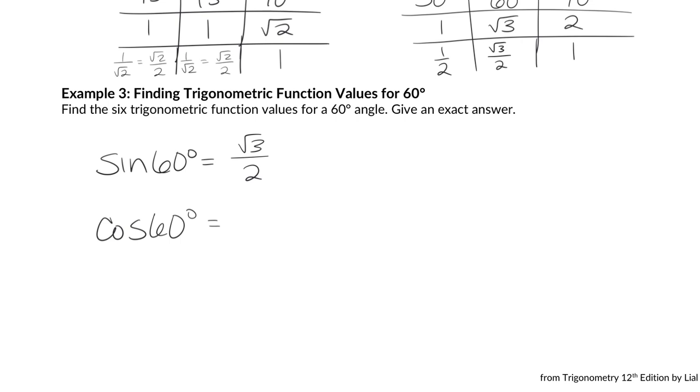In the idea of cofunctions, cosine of 60 degrees would be the same as the sine of what angle? Sine of 30, because 90 degrees minus that angle 60 degrees means that this is the sine of 30 degrees. And what does my little table up there say the sine of 30 degrees is? 1/2.